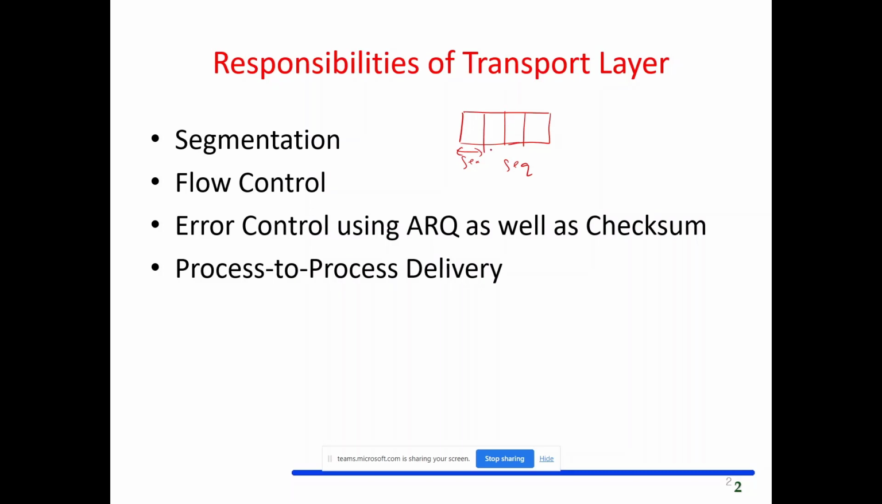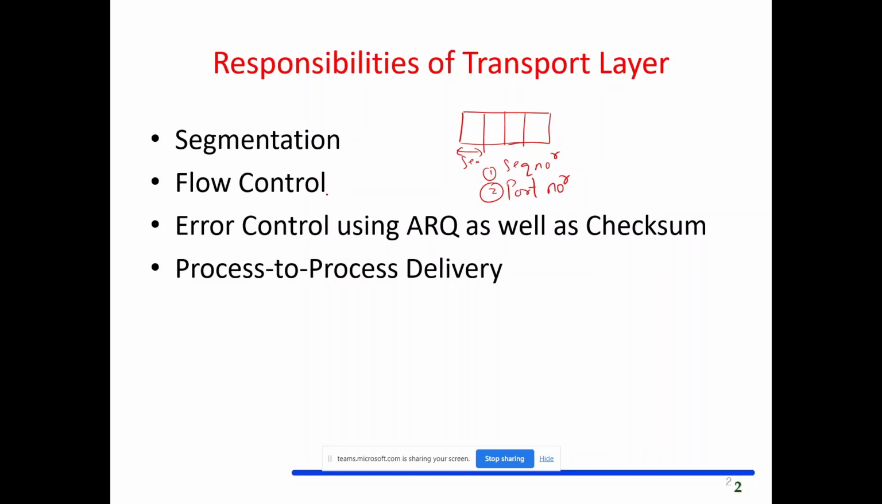Each segment is given one number, called the sequence number. In the transport layer another number also plays a very important role, that is called the port number. Overall, the data coming into the transport layer, which may contain a large amount of data, will be divided into segments. The segments are given a sequence number, and there is also the concept of port number in the transport layer. You will come to know clearly what the port number is.